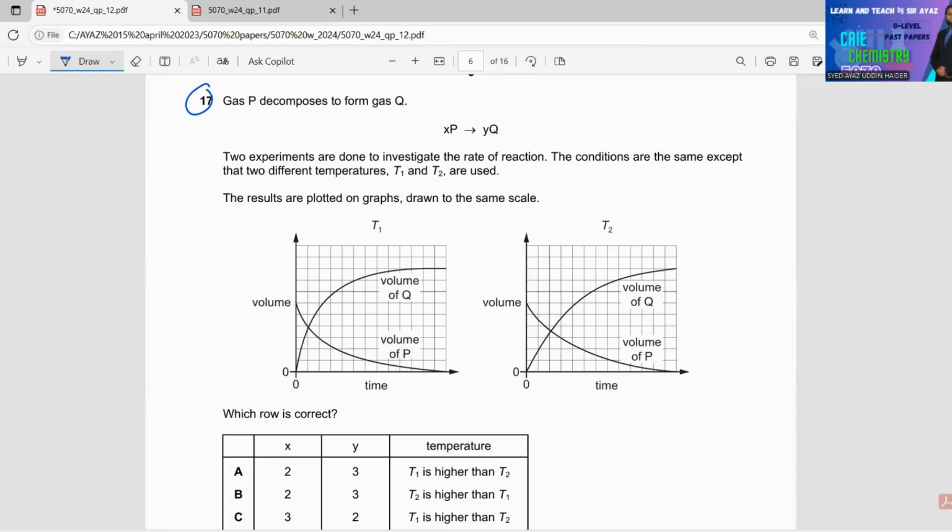Gas P decomposes to form gas Q. So here's the reaction equation. X moles of gas P gives Y moles of gas Q. Two experiments are done to investigate the rate of reaction. The conditions are the same except that two different temperatures, T1 and T2, are used. The results are plotted on graphs drawn to the same scale. Which row is correct?